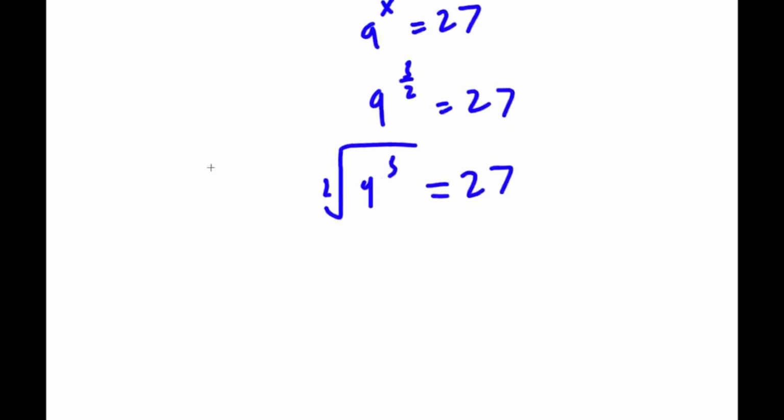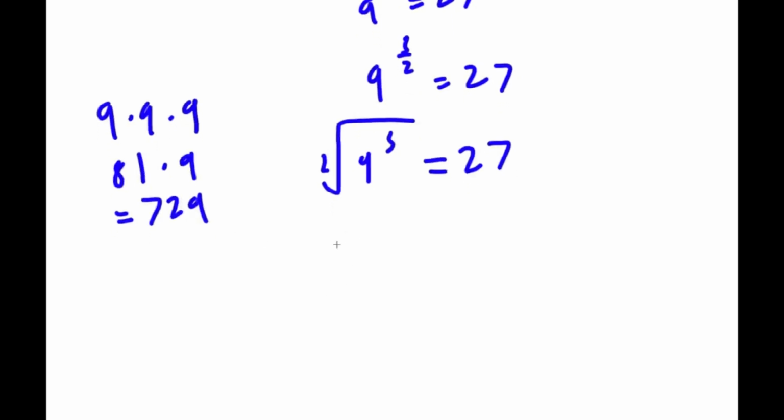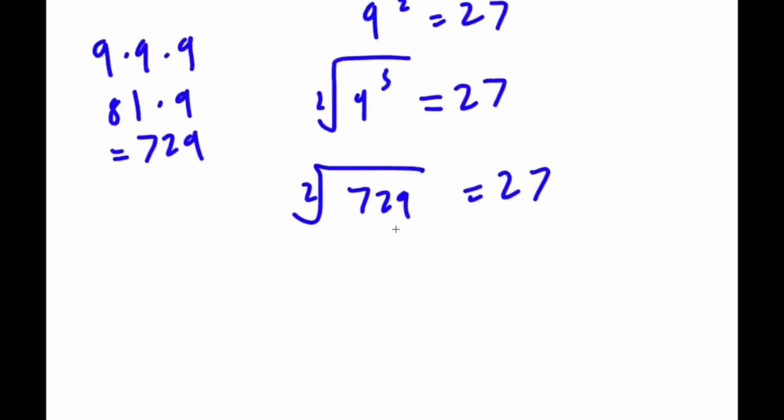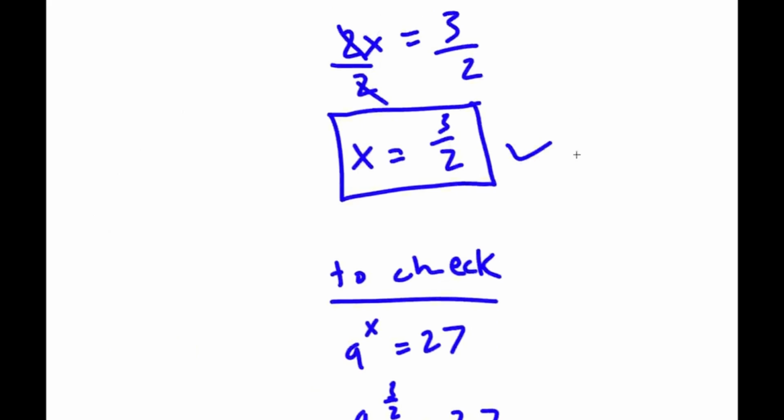Now 9 to the power of 3, well that's 9 times 9 times 9. 9 times 9 is 81, so 81 times 9 is equal to 729. So now I have the square root of 729 is equal to 27, and the square root of 729 is 27. So if 27 is equal to 27, because this is right, our solution is right.